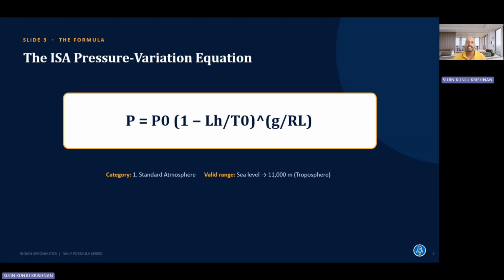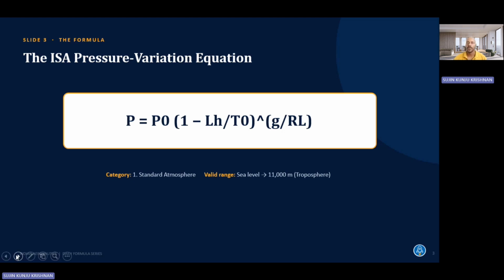It looks intimidating compared to yesterday, but every symbol is something we already know or can look up. P is the pressure we are solving for in pascals. P0 is sea level pressure. The ISA standard value is 101,325 pascals, which is just standard atmospheric pressure.